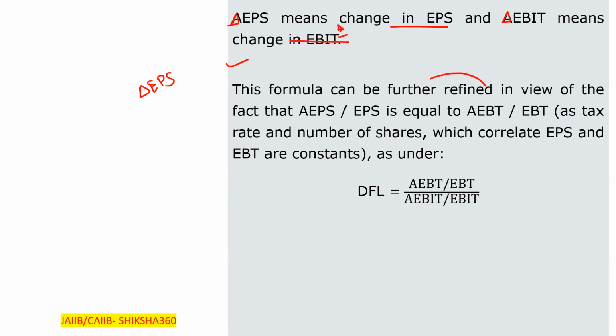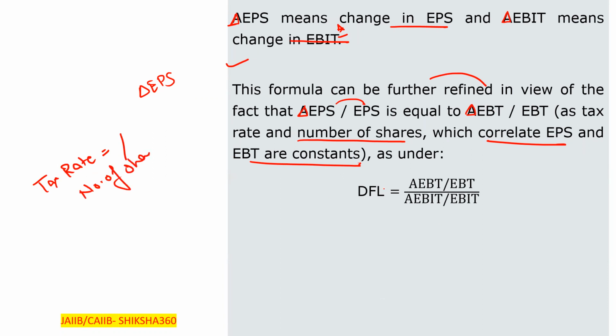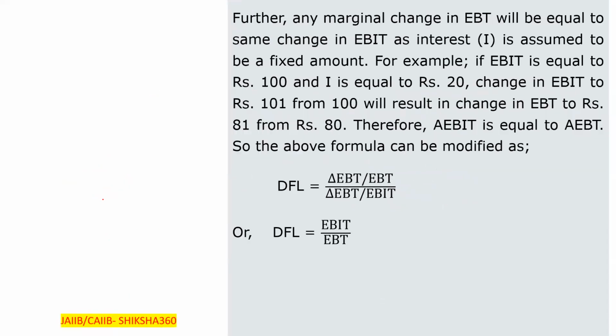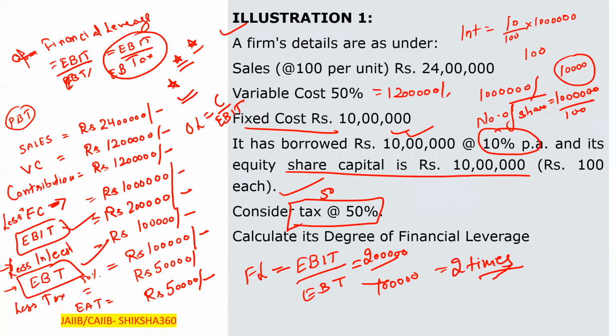So this formula can be further refined, in view of the fact that delta EPS upon EPS is equal to delta EBT upon EBT, as the tax rate and the number of shares which correlate EPS and EBT are to be constant here, clear? So DFL, that is degree of financial leverage, is delta EBT upon EBT upon delta EBIT upon EBIT, clear? On the basis of this formula, we are able to solve this example, clear?